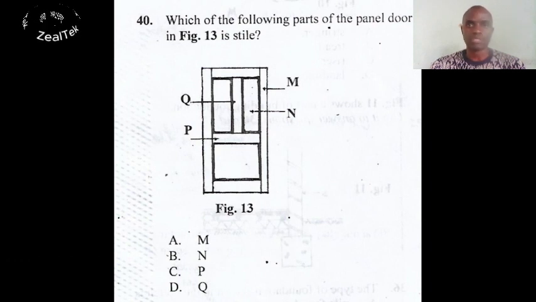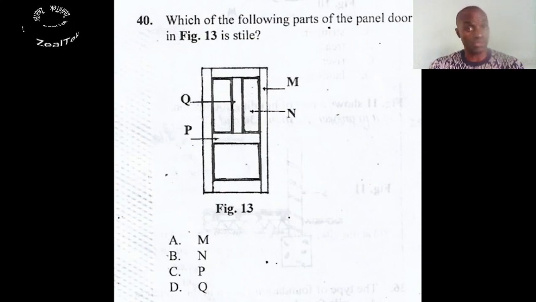Number 40. Which of the following parts of the panel door in figure 13 is tile? The answer is Q, which is D. The answer is Q. That's the part called style.